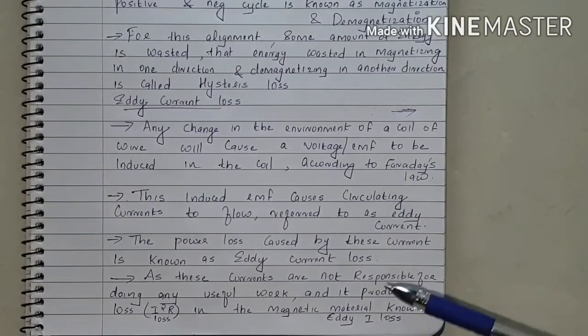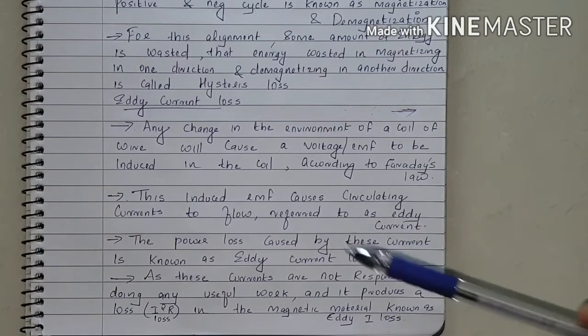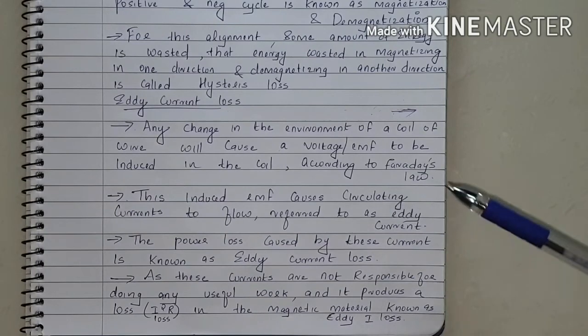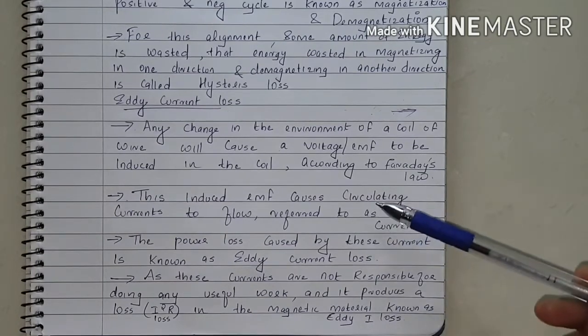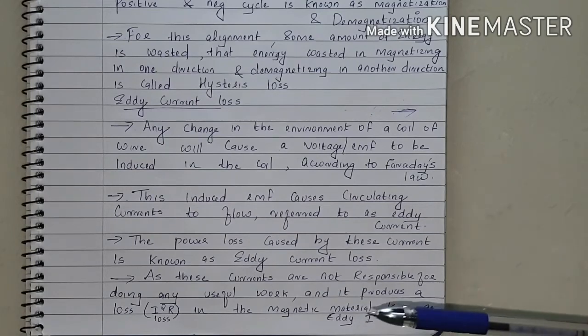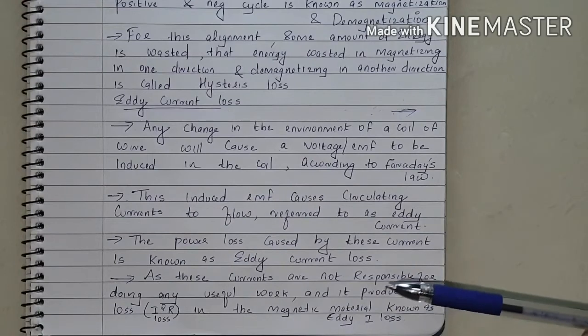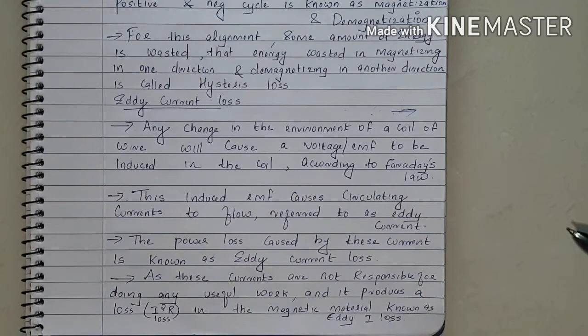Next is all about eddy current loss. As we discussed, any change in the environment of a coil of wire will cause a voltage or EMF to be induced in the coil according to Faraday's law. That is, change in current passing through the inductor causes change in magnetic flux, and this change in magnetic flux induces a voltage or EMF in the coil.